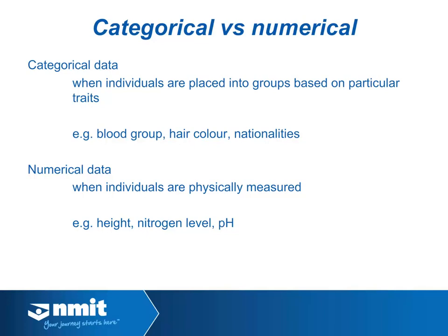Numerical data is derived from studies where individuals are physically measured. So there's a trait which is measured in the individuals. So it might be body length, it might be height, it might be weight, nitrogen level, pH of water.